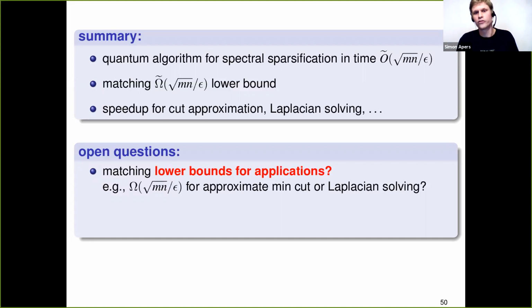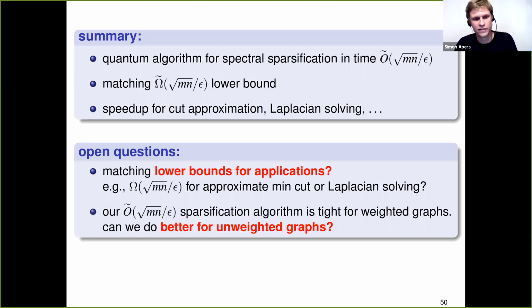And it would also basically make our lower bound obsolete, because getting a better bound on sparsification would give a better bound for solving these problems. And the second open question, which I also think is very interesting, is that, so again, we proved that our sparsification algorithm is tight, cannot be improved, but it's for weighted graphs.